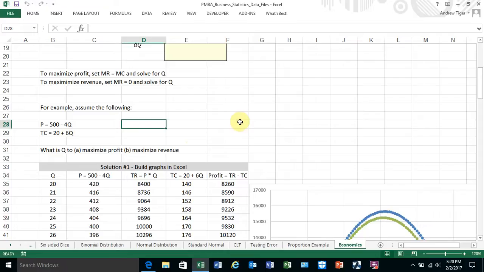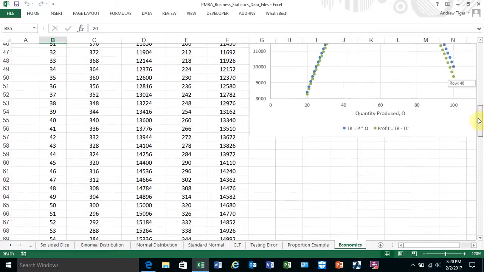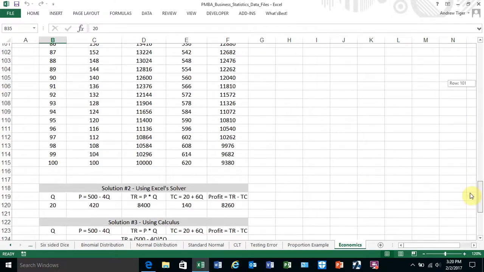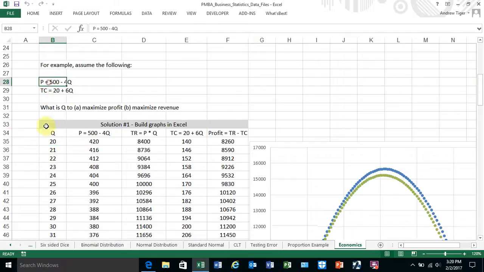Well, one way you can do this is just plot these functions. So here's my Q, and I'm starting at 20 because I've done the problem. I know roughly what the boundaries are, and I've generated a table all the way up to Q equals 100. If we look at the price formula, the formula for that is 500 minus 4 times whatever Q is. So I can generate the price that I would charge as a function of quantity.